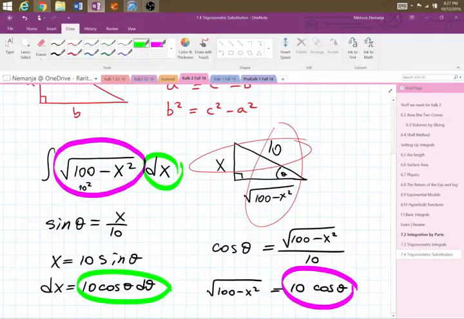Every single problem is done this way. Every single one. There's no need to memorize cases. There's no need to memorize formulas. If you understand what happened here, this solves all of the problems. Yes? That's 10 cosine theta dx or d theta? d theta. dx equals 10 cosine theta d theta.